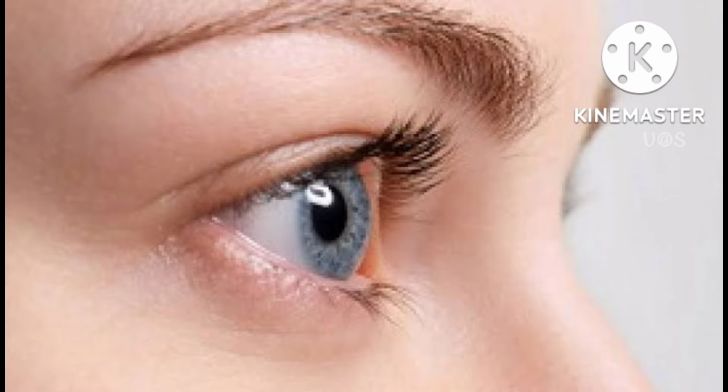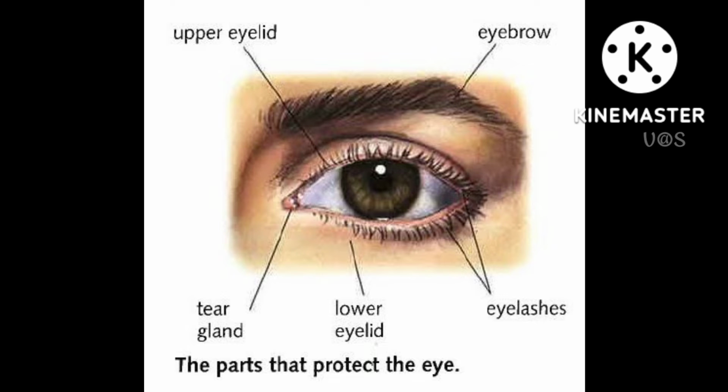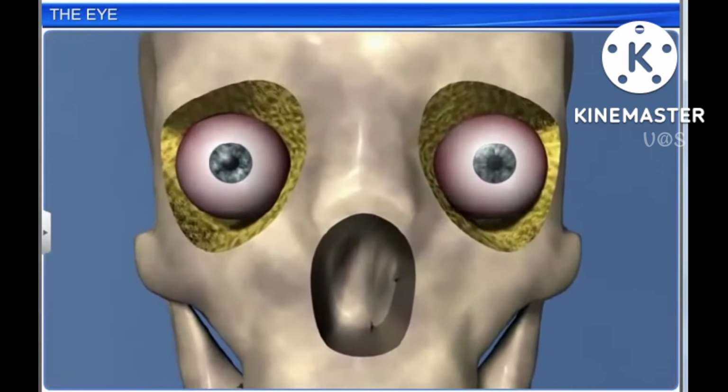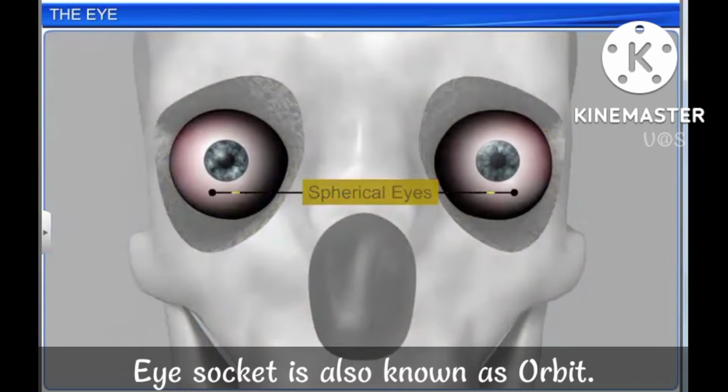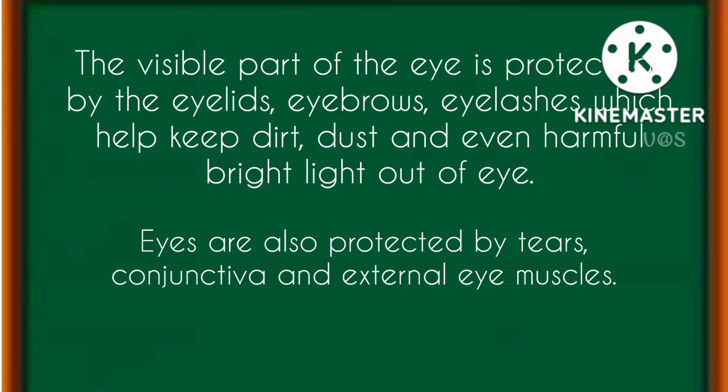All parts of the eye are extremely delicate, so our body protects them in several ways. The eyeball sits in the eye socket in the skull, that is the orbit. The visible part of the eye is protected by the eyelids, eyebrows, eyelashes, which help keep dirt, dust, and even harmful bright light out of the eye. Eyes are also protected by tears, conjunctiva, and external eye muscles.